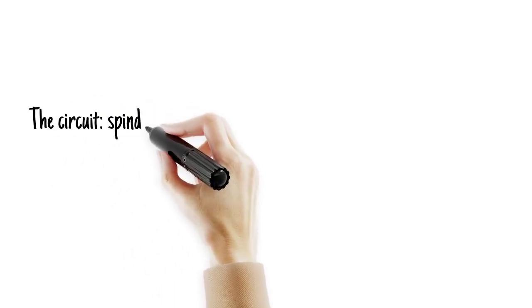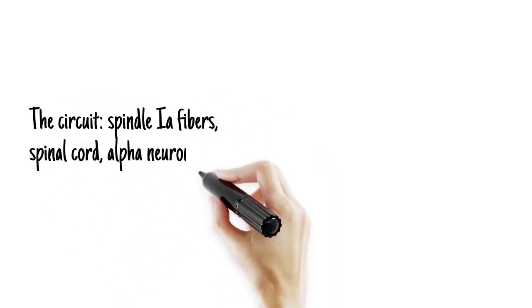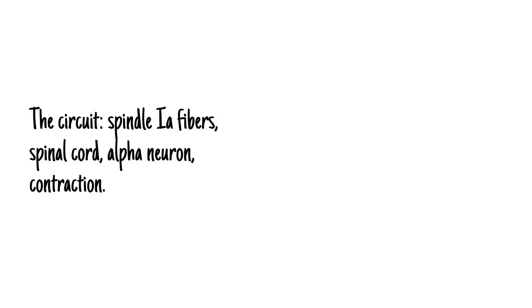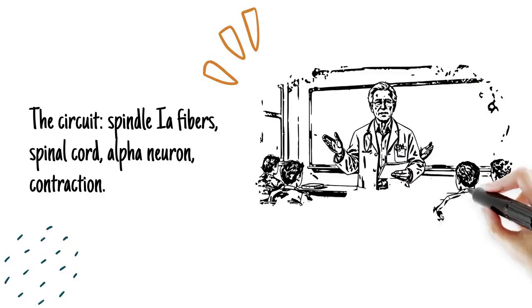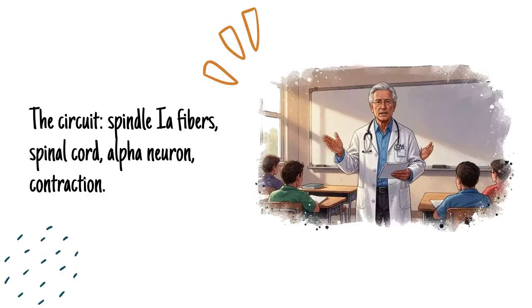Its core circuit is therefore muscle spindle 1A afferent, spinal cord, monosynaptic synapse, alpha motor neuron, extrafusal muscle contraction, with gamma motor neurons adjusting intrafusal spindle sensitivity, and additional pathways contributing to clinical abnormalities, such as hyperreflexia and spasticity when descending inhibition is lost.